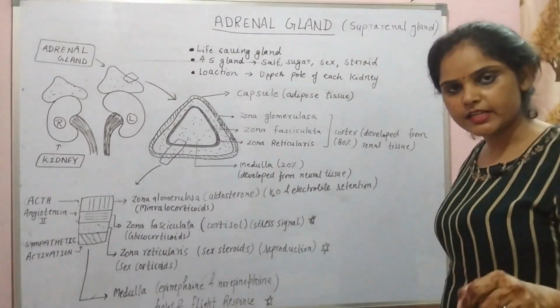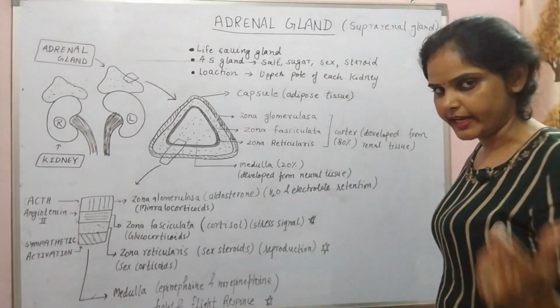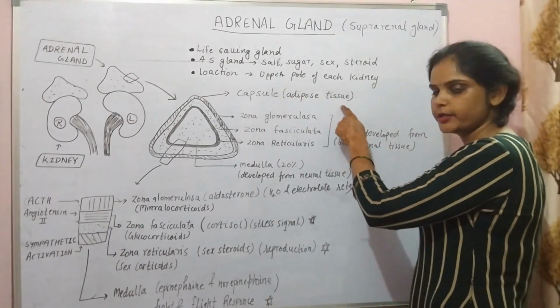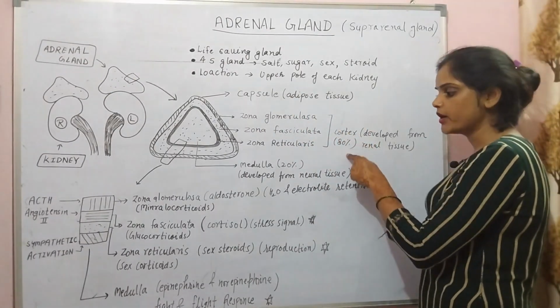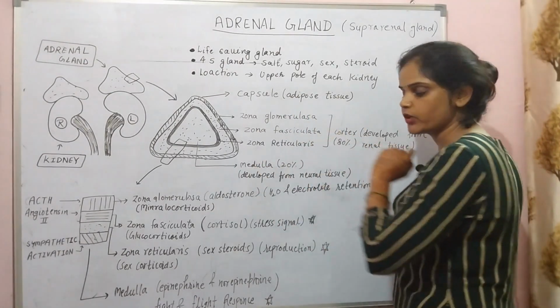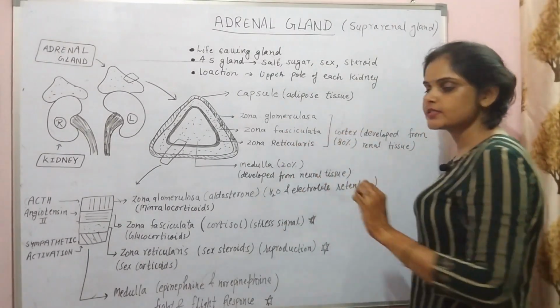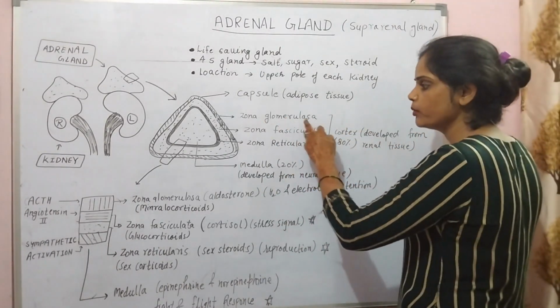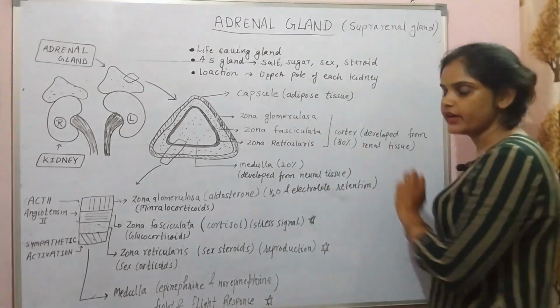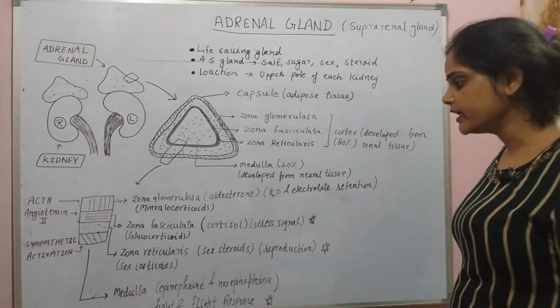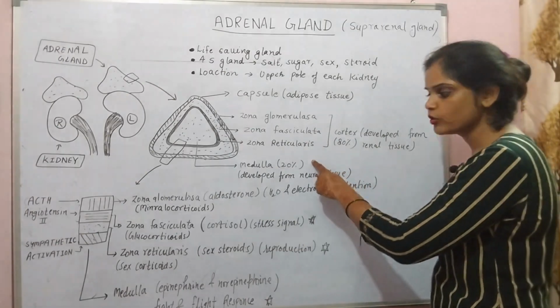Now we will see the internal structure, the layers present in this gland. Outermost is the capsule, or adipose tissue. Below it is the cortex region, and below it is the medulla region. The cortex region again has three layers: the zona glomerulosa, zona fasciculata and zona reticularis. These layers form certain groups of hormones.